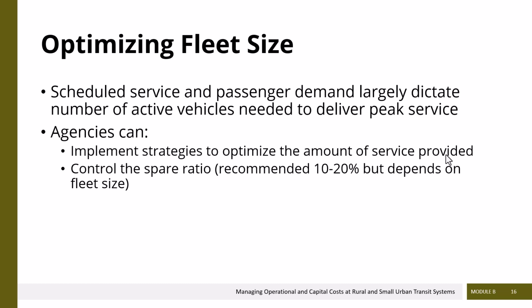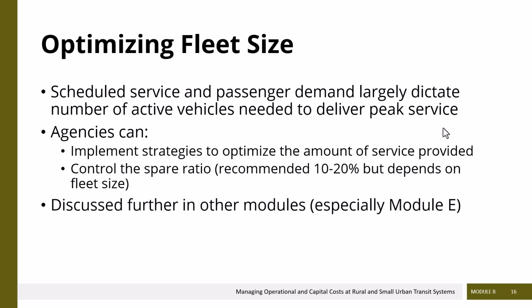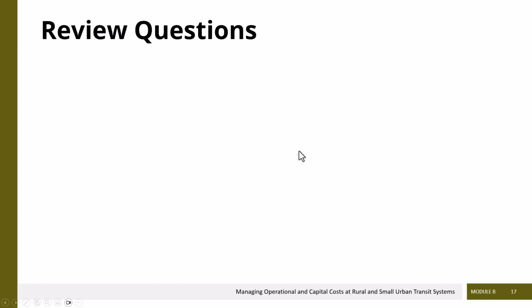Another strategy you have at your fingertips is controlling the spare ratio. It's recommended to try to keep your spare ratio somewhere between 10 and 20%, but that largely depends on fleet size. Smaller fleets are going to need larger spare ratios. So if you're interested in learning more about what you can do to try to control your spare ratio or other strategies for optimizing fleet size, check out videos from Module E. In particular, look at video number 18, Managing Vehicle Capital Costs.